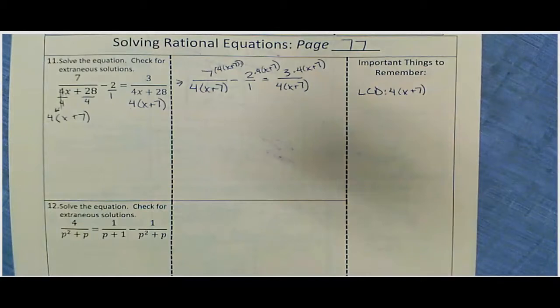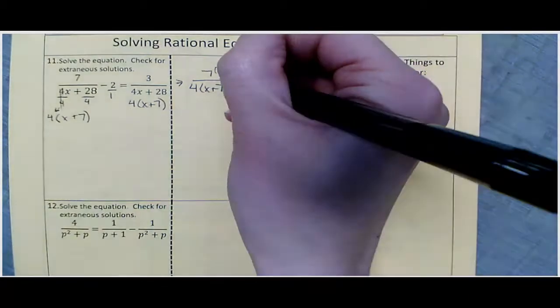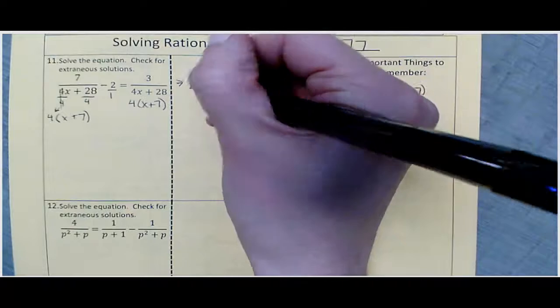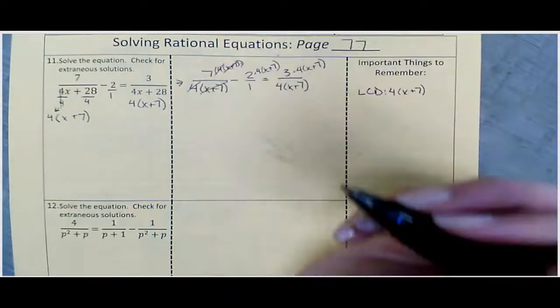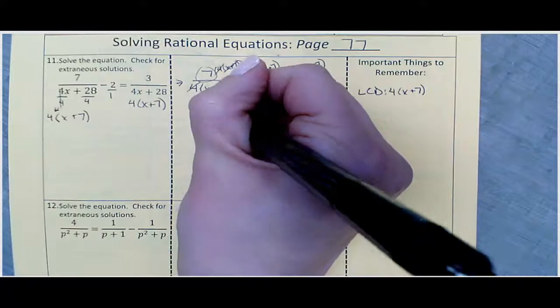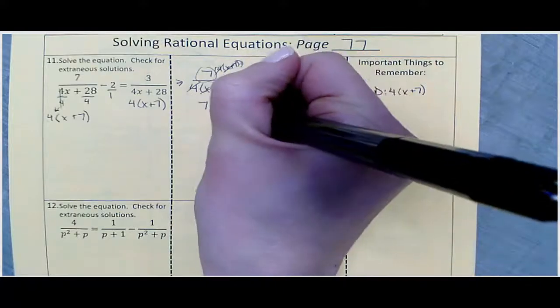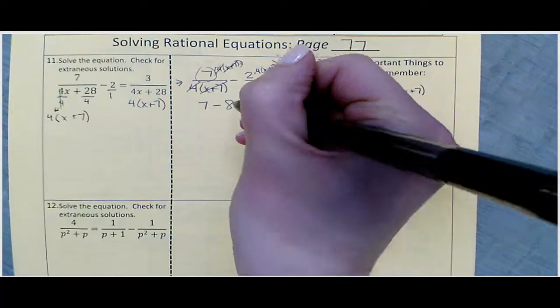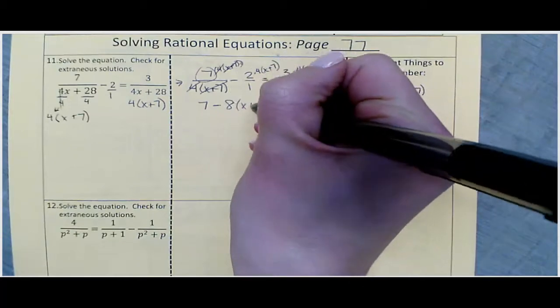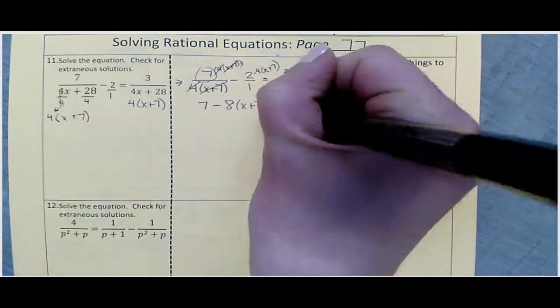Anything that you can cancel out is a great way to simplify. So I've got 4's on top and bottom. They're gone. I have x plus 7's on top and bottom. They're gone. The only thing that remains is the 7 minus 2 times 4, which is 8, times x plus 7. We'll have to do that distribution in a minute.